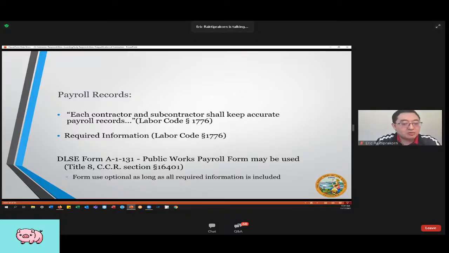This is the Public Works payroll form that's ideal for the written request, mostly because everything you see on that format is specified in Labor Code 1776. You can use an alternative form, that's optional, but it should match the fields that are on the A-1-131 form, because that is the information that we need to conduct a review or an investigation. Next slide, please.